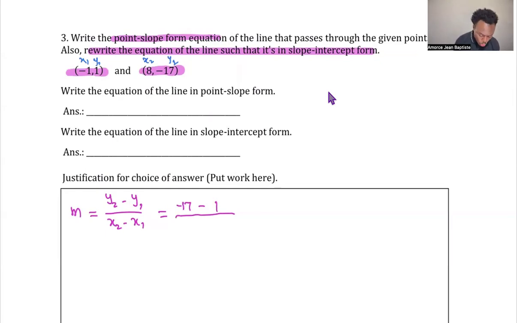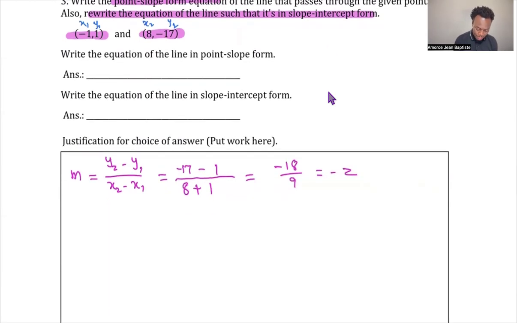Also, x2 is 8 minus in the formula, and x1 is negative 1. That turns this to a positive 1. So the slope m is negative 18 over 9, which is negative 2. So we have m equals negative 2. I have my slope. Now I can use one of these 2 points to give the point slope form, because the 2 points, both of them are points of the line.